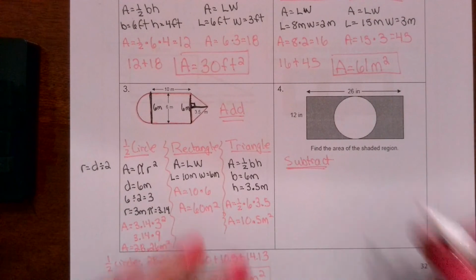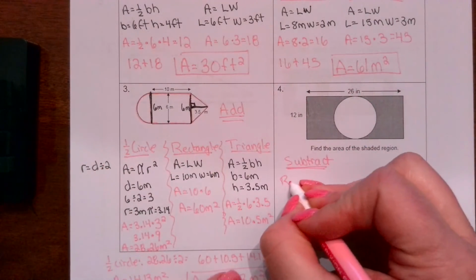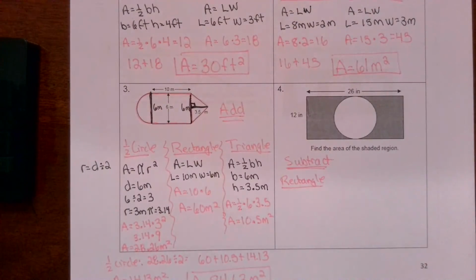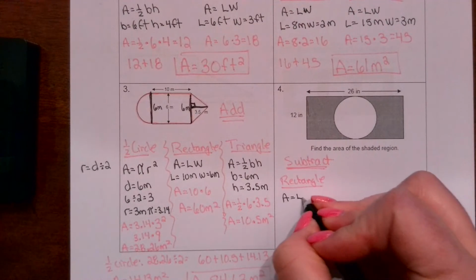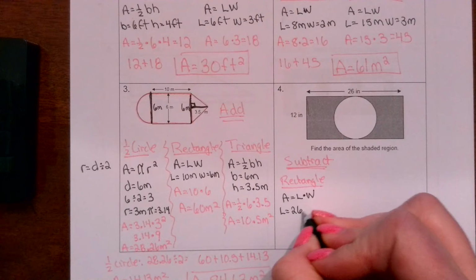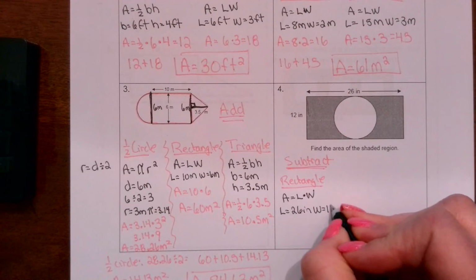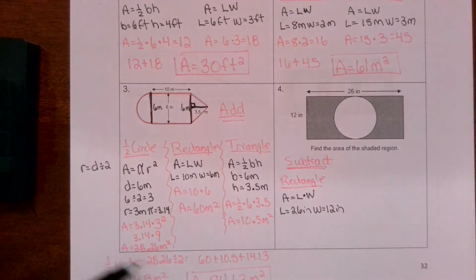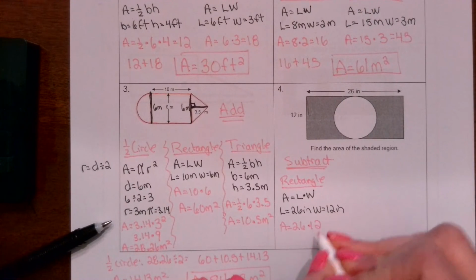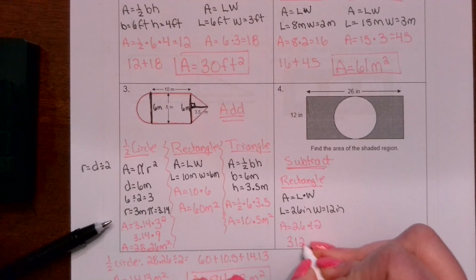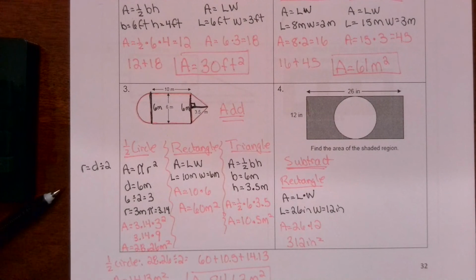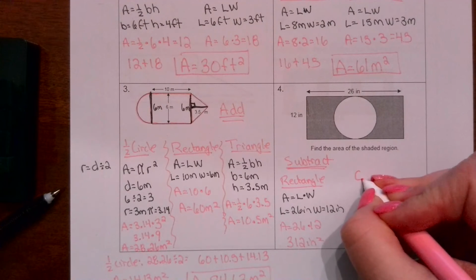So what shapes do I have? I clearly have another rectangle. And of course, area equals length times width. And I can see that the length is 26 inches and the width is 12 inches. So my area will equal 26 times 12, which is 312 inches squared. Okay, no problem with the rectangle. Let's take a look at the circle now.